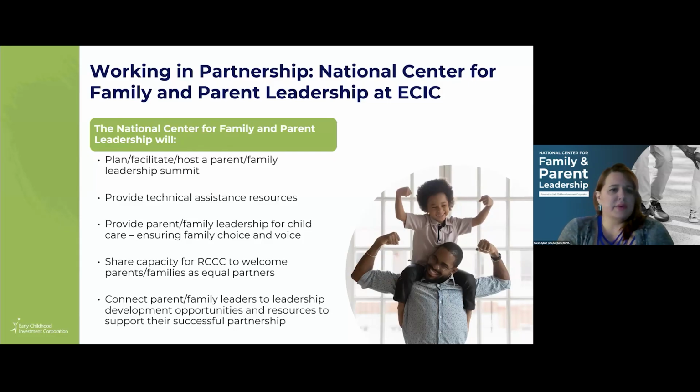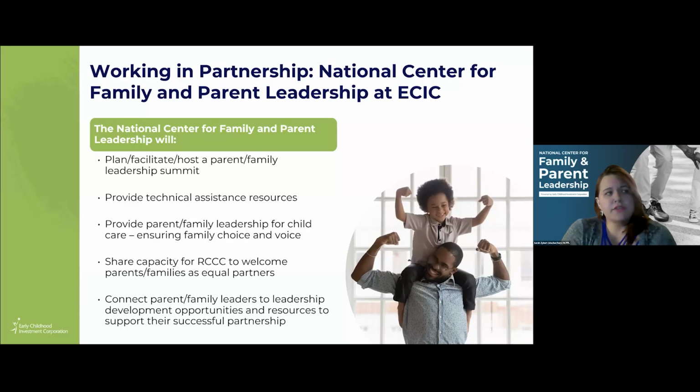If you don't yet have connections with family leaders, we are fortunate throughout Michigan to have a lot of wonderful parent and family leaders who have young children, who are engaging with various types of childcare, whether it be home-based, friends or family, or center-based care. And so we're going to help facilitate those connections with you. We're going to help you retain those family leaders as part of your coalitions.